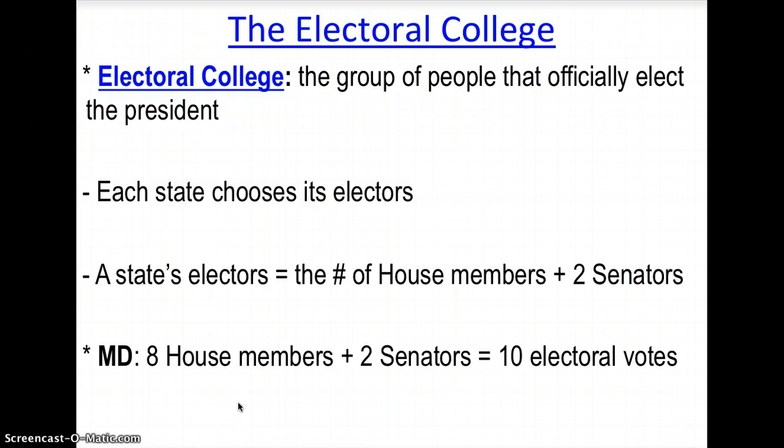In the great state of Maryland, where we live, you have the eight districts, 8 House members. We get our 2 senators, so we have 10 electoral votes in Maryland.